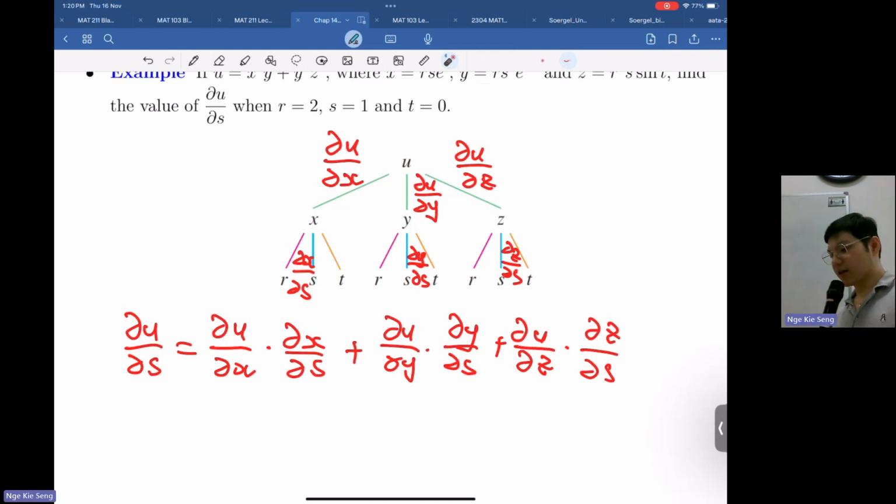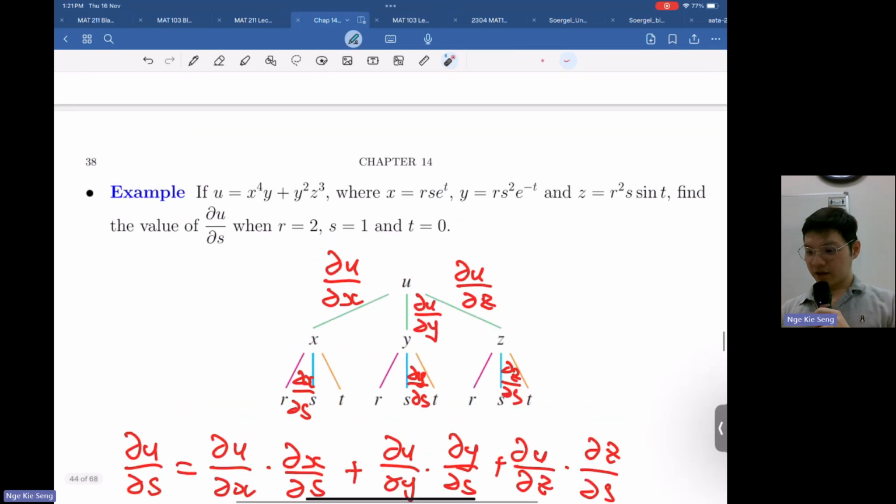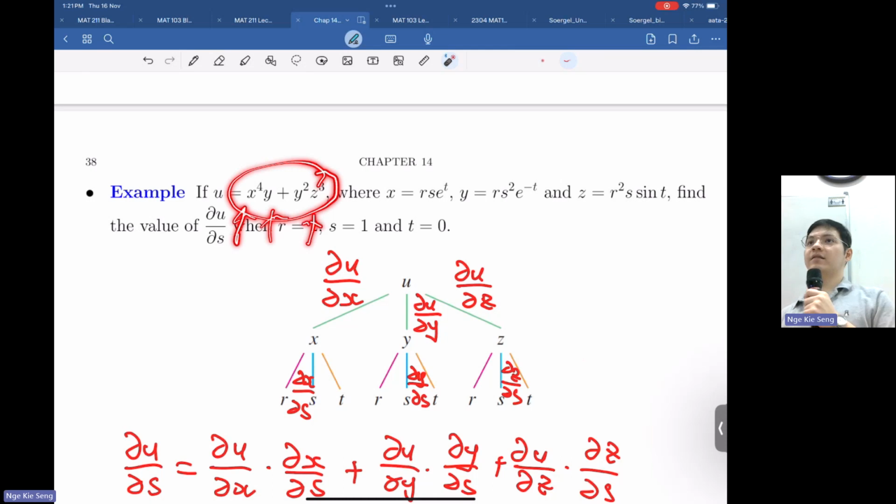Correct. So whenever you see del, you should think that this function has other variables. For example, in del u del x, u is not only written in terms of x, u must be written in terms of something else also. So in this case, u is also a variable in terms of y, and also in terms of z. Is u in terms of x, y, z? Right, you have x, you have y, you have z.